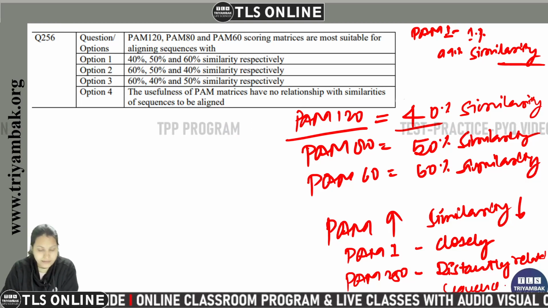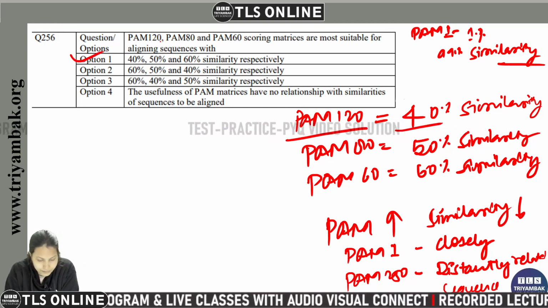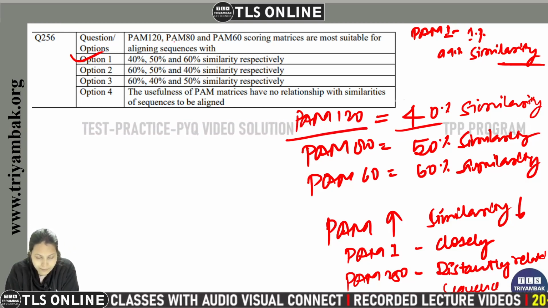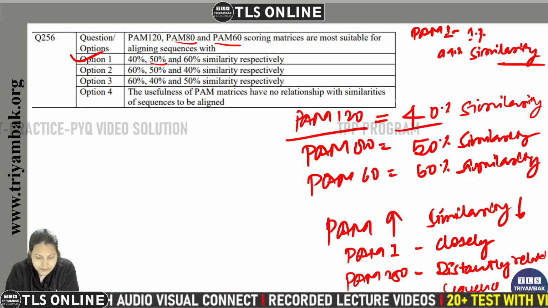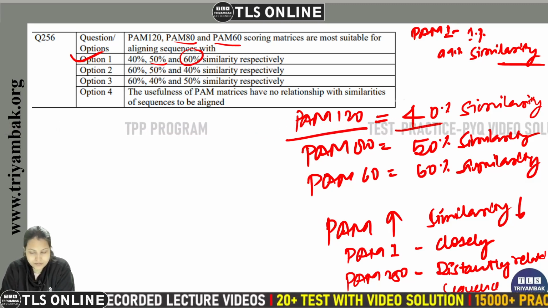So for this question, the correct option is option A. For PAM120, 40% similarity. For PAM80, 50% similarity, and PAM60, 60% similarity between the two sequences. So option A is correct.